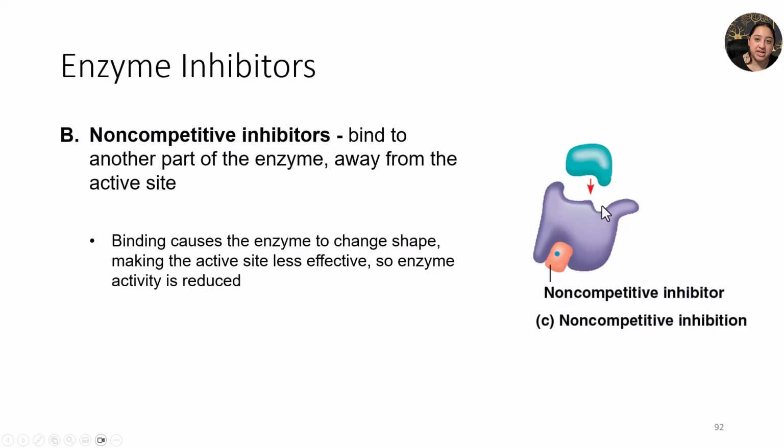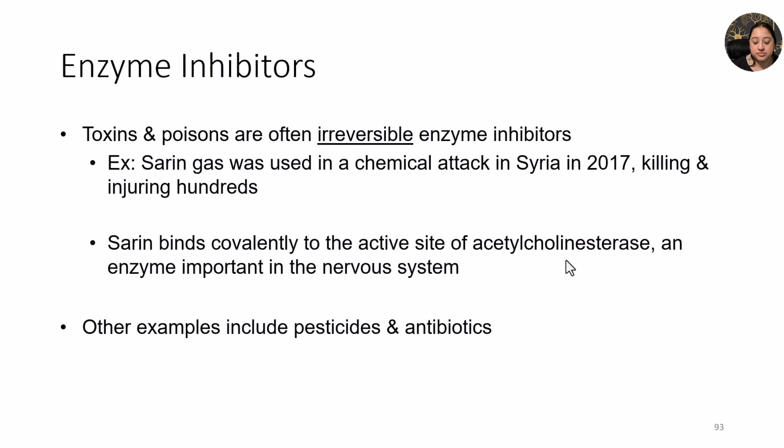So non-competitive, it's not competing for the active site, it's binding somewhere else to inhibit. And so, for example, about how they are usually reversible. In cases where they're not reversible, it's bad. So toxins and poisons are often irreversible enzyme inhibitors.